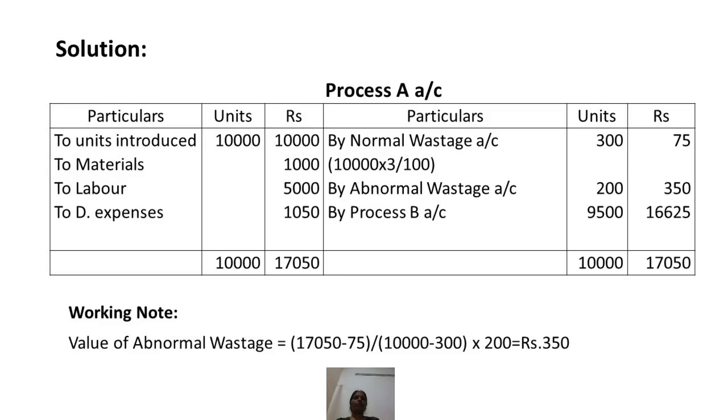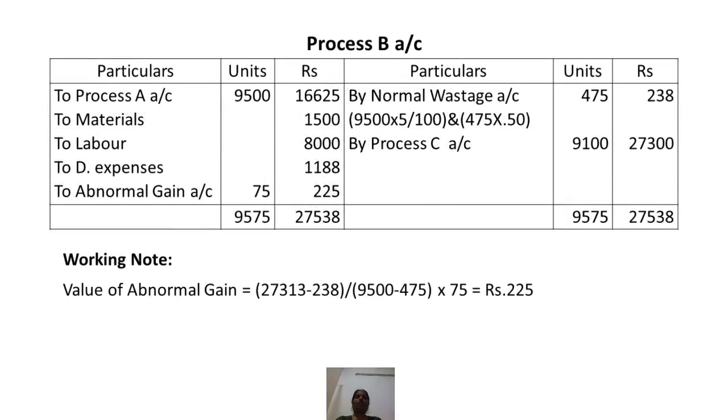Now we have to find out the value of abnormal wastage. The value of abnormal wastage is 17,050 minus 75 divided by 10,000 minus 300, which is 9,700, into 200. So what is the value we get? 350. And after that we have to write the process B account. From process A we got 9,500 units at the rate of 16,700.